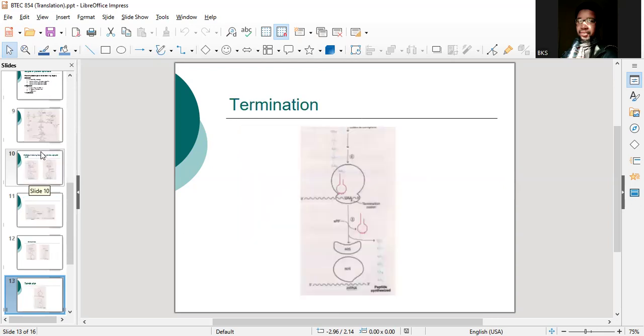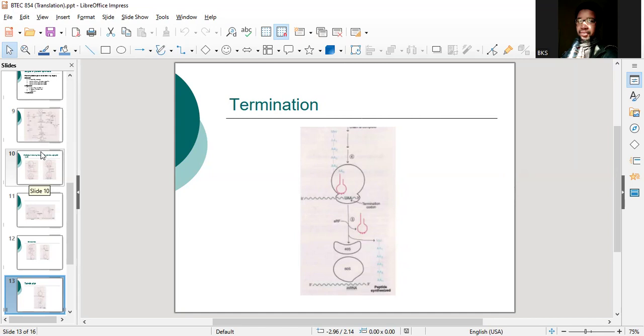So we have the termination. This continues until the stop codon, the nonsense codon, is reached. Once the stop codon is reached, there is no specific transfer RNA for it, and then the release factor will come and bind.